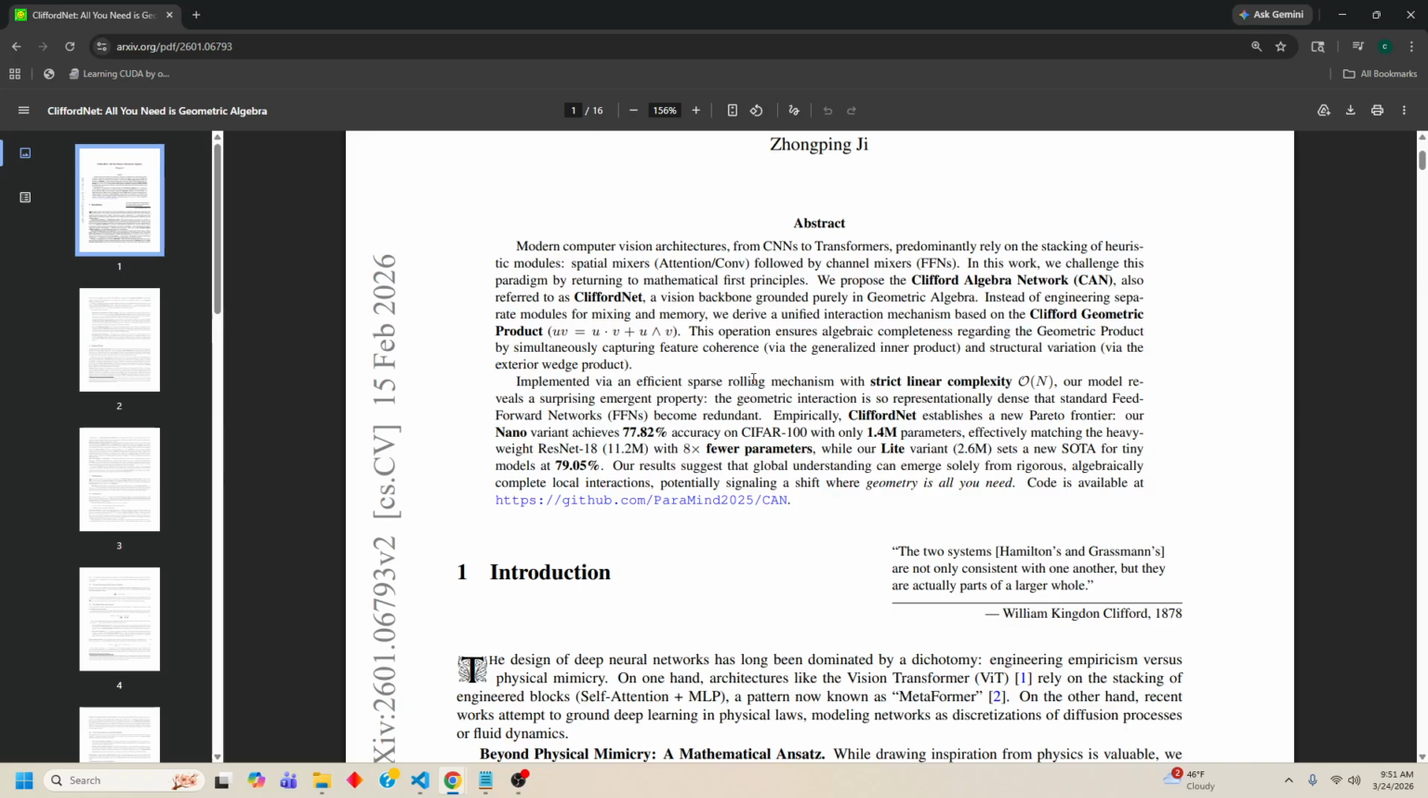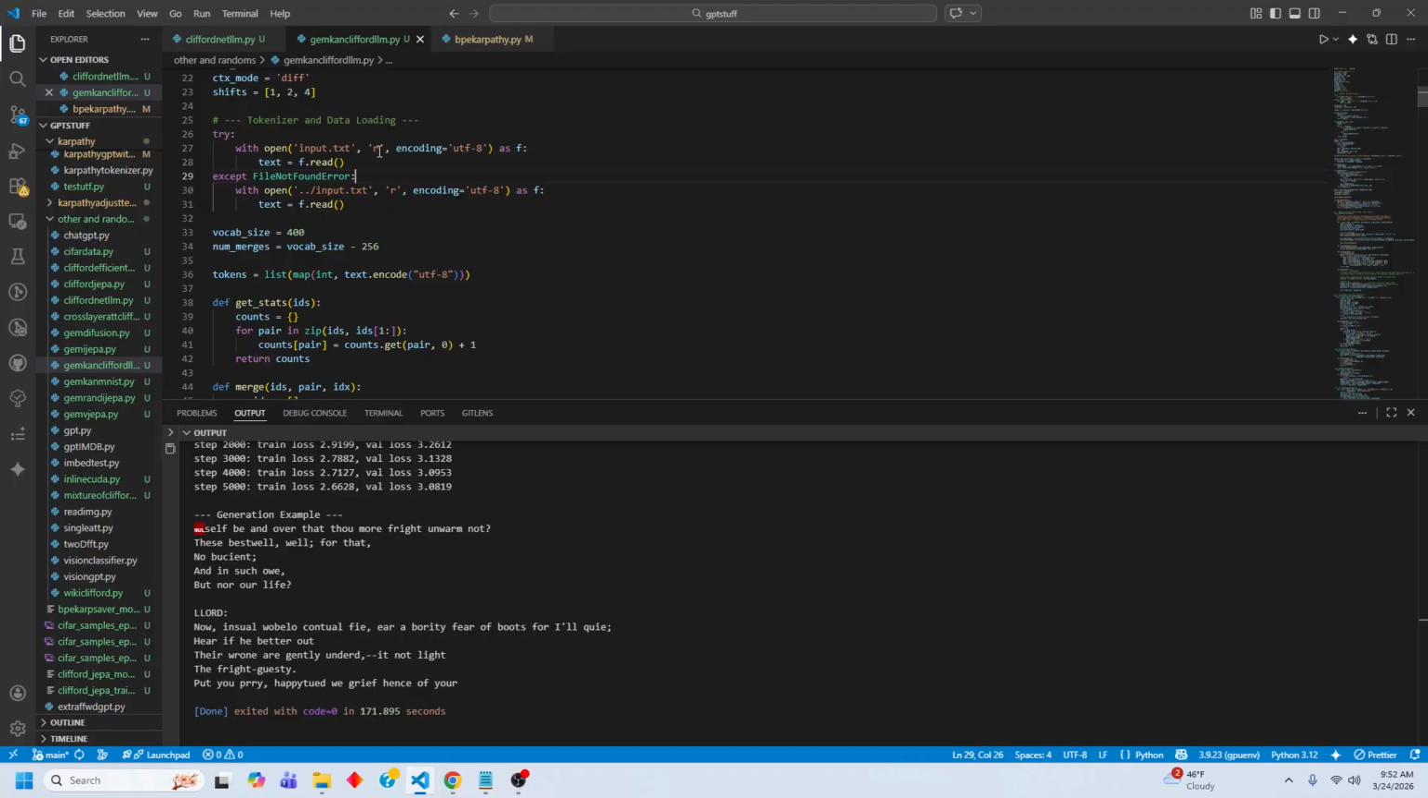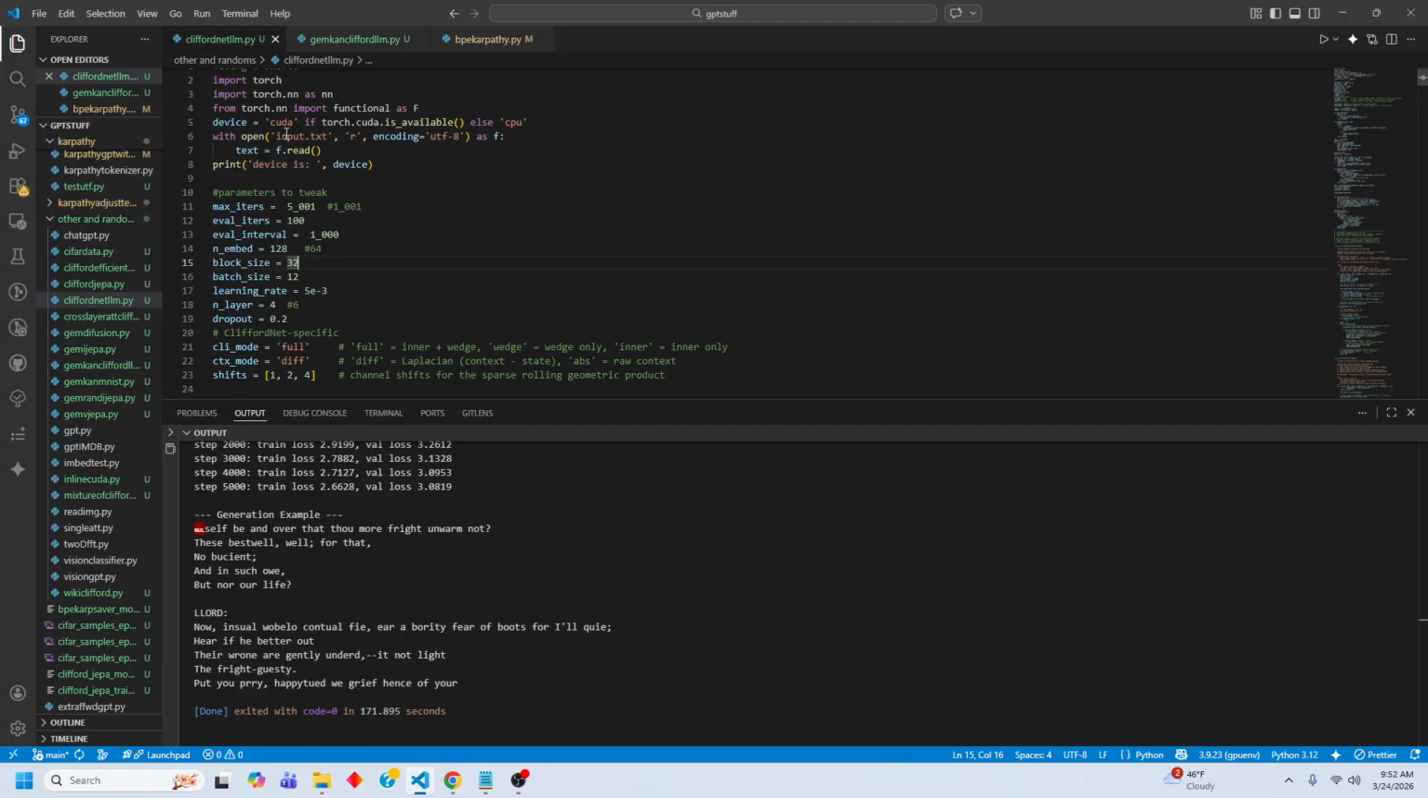They use it for a vision transformer, which I've done a thing with, but what I'm going to show is it with an LLM, autoregressive. So that would be this original Clifford Net.